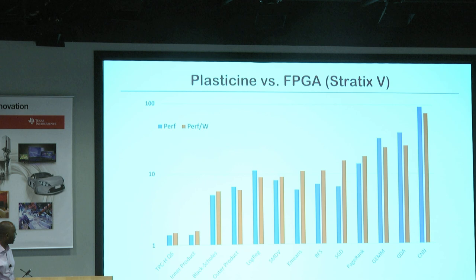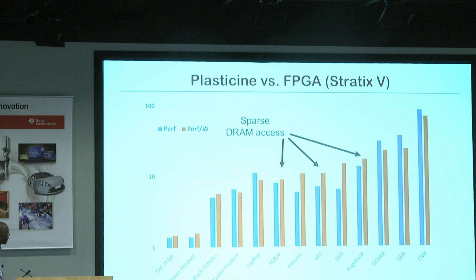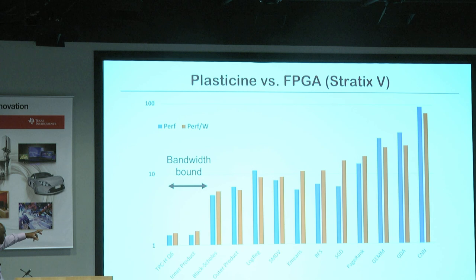What we see is, as we look across a full range of applications, not just machine learning applications, because we wanted this to be a general purpose accelerator. We go everywhere from memory bound applications such as TPCH and Black-Scholes to algorithms that have a lot of sparse main memory access. In the case of the algorithms that are memory bandwidth bound, the performance improvements we get are small, and they are relative to the extra bandwidth capabilities that Plasticine has over the FPGA.